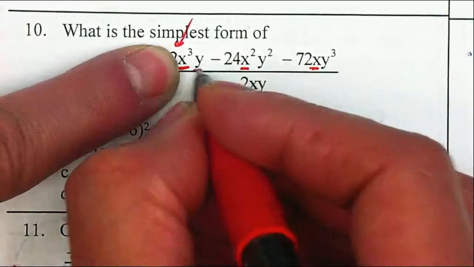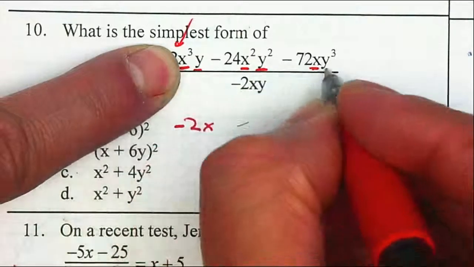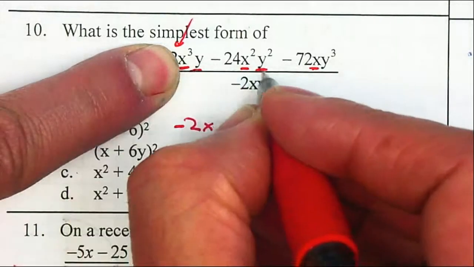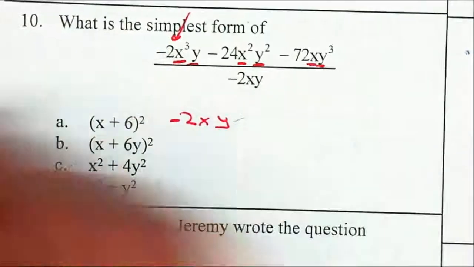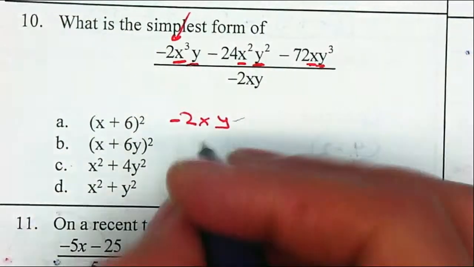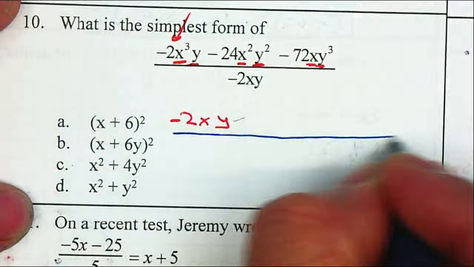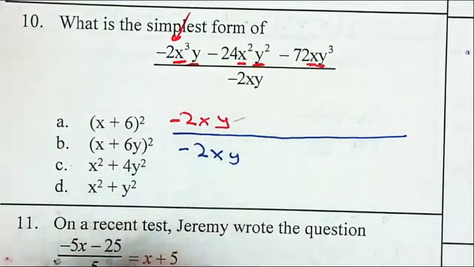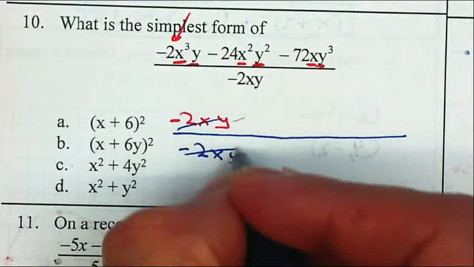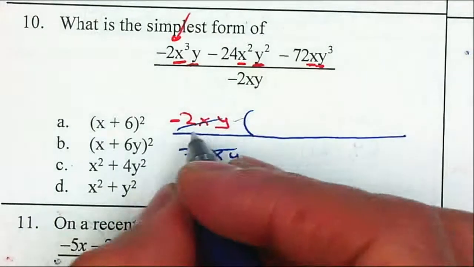Y's, this has 1 y, this term has 2 y's, this one has 3 y's, so I can take out 1 y. And if you notice, you should be able to recognize automatically that that should be taken out because that will cancel with the denominator. So that will cancel out. But then what's left behind?